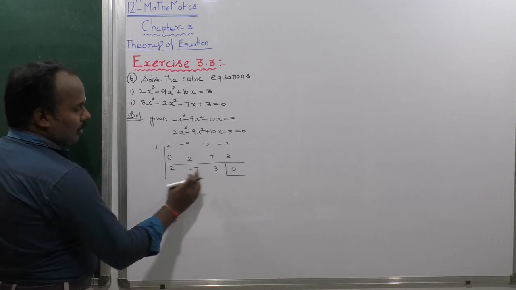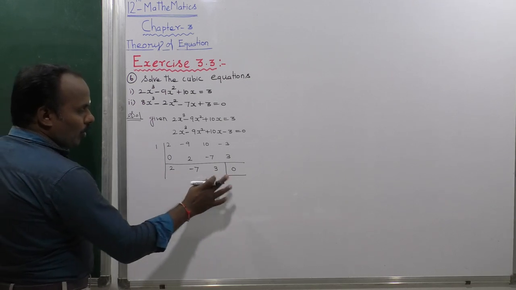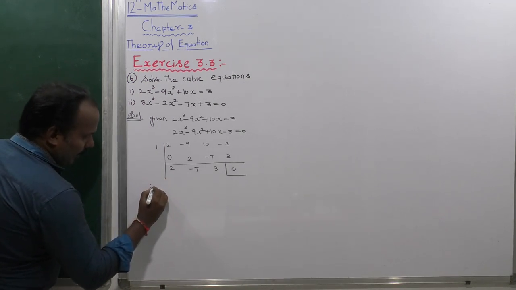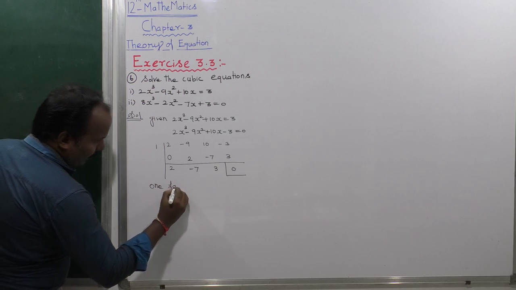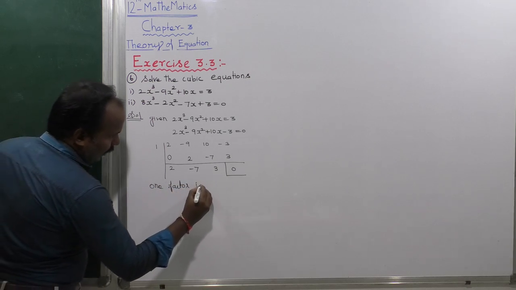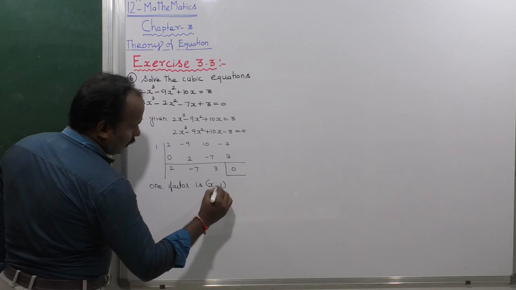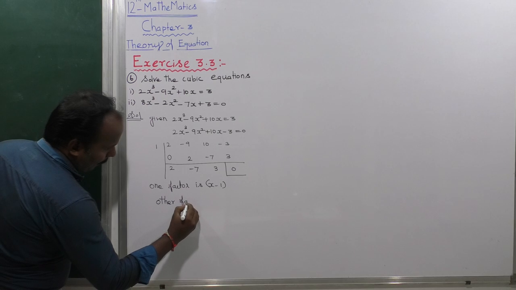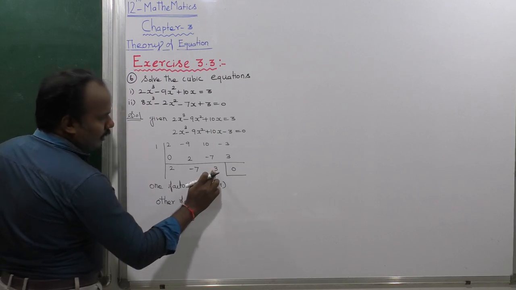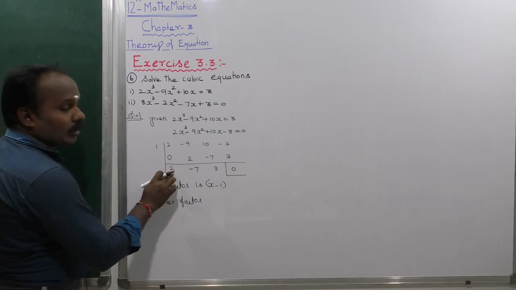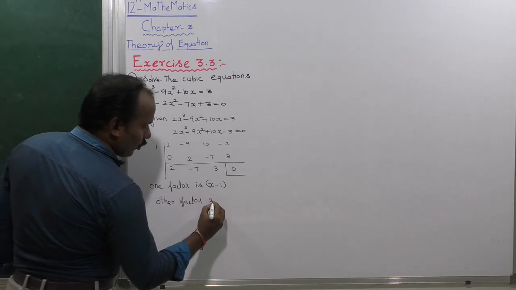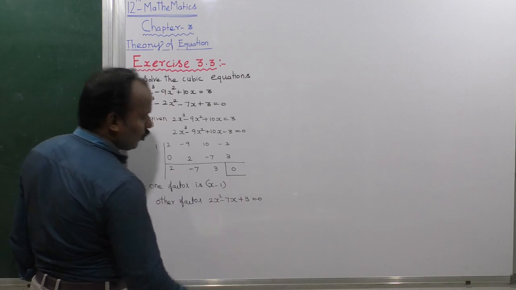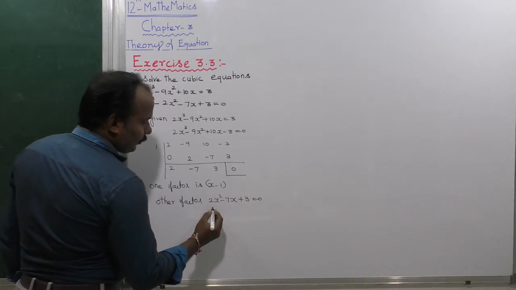So this one constant, next by using 3 the value is 0. The one factor, but we follow the method, one factor is x minus 1, that is the one factor. The other factor: this one constant, this one x, this one x square. So 2x^2 minus 7x plus 3 is equal to 0, the other factor.